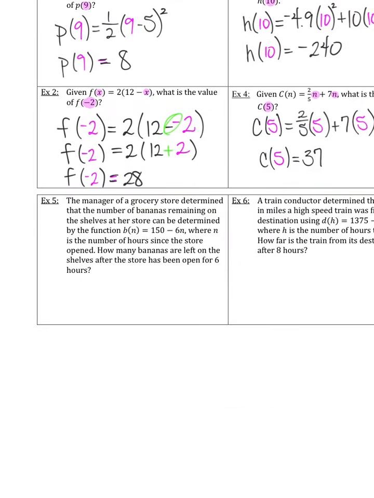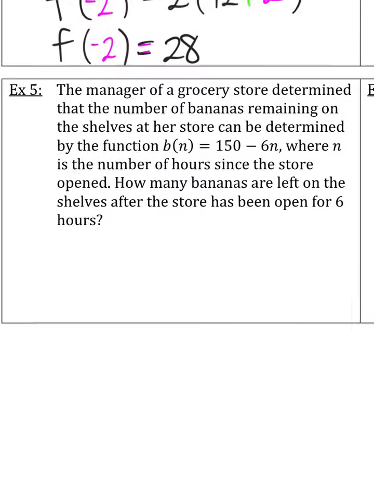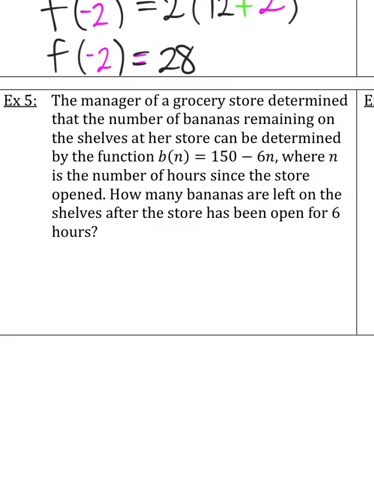All right, my friends, we only have 2 examples left, and these are word problems. Please do not fret. These are not as difficult as they seem. Sometimes there's a lot of words that are kind of unnecessary, but the information in there with the numbers is what you need. So let's look at this. It says the manager of a grocery store determined that the number of bananas remaining on the shelves at her store can be determined by the function b of n equals 150 minus 6n, where n is the number of hours since the store opened.